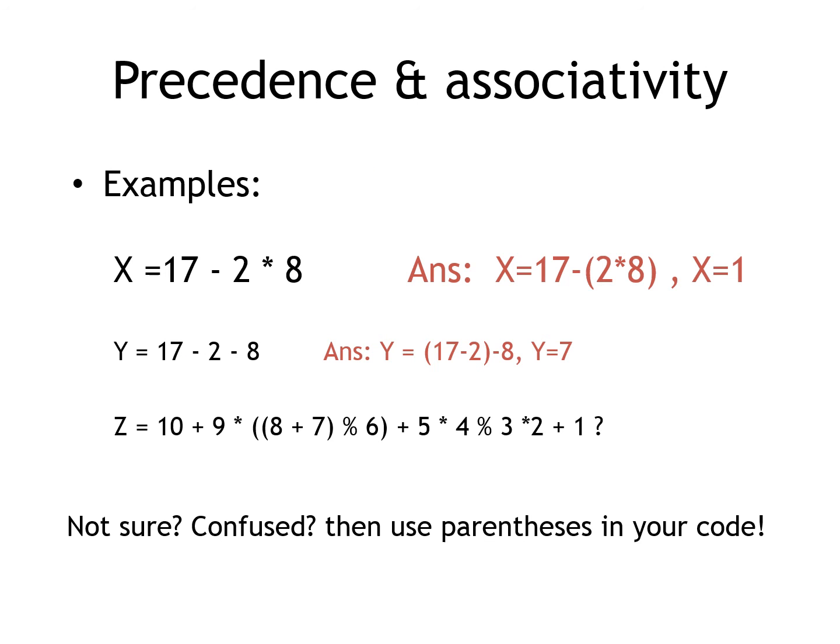Okay, for precedence and associativity, here are more examples. You can see this: x equal to 17 minus 2 times 8. You calculate the multiplication first, so x equals 1. If y is equal to 17 minus 2 minus 8, then you need to calculate from left to right. For z, if you do this, what will happen? You can find it out yourself. If you're not sure or are confused, then use parentheses in your code.